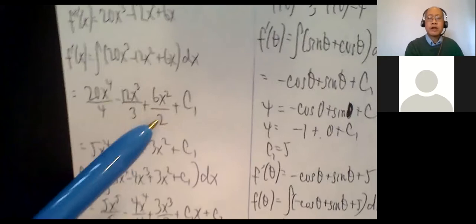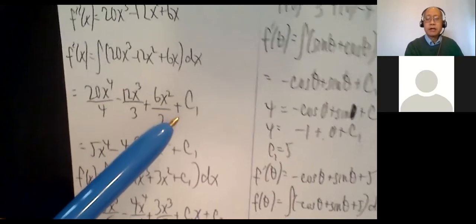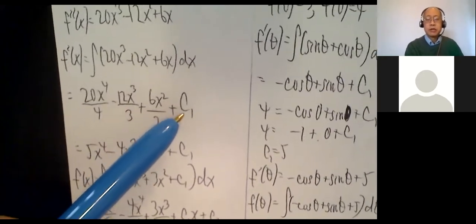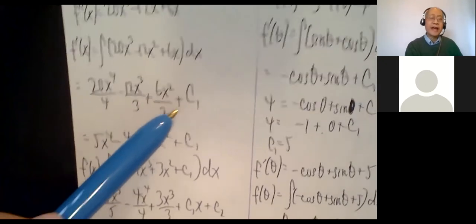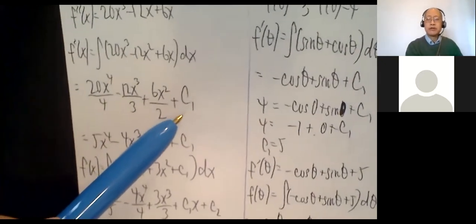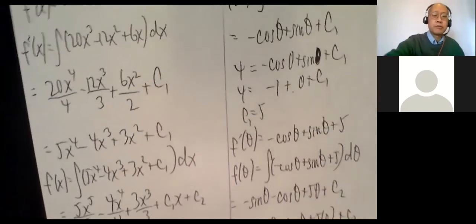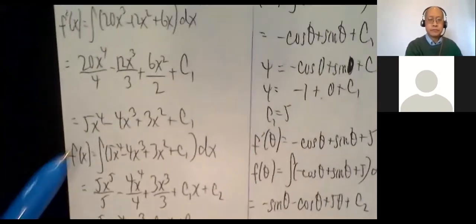Now there's going to be more than one constant because we have to integrate, anti-differentiate twice. So there needs to be a C1 and a C2. You can't just say C for both of them because if you do, that implies that those C's have to be the same, and they definitely do not have to be the same. So we're going to use C1 and C2.